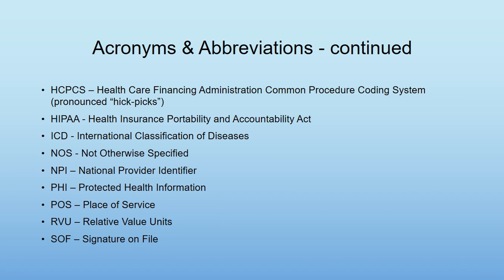PHI is short for Protected Health Information. POS, Place of Service. RVU is Relative Value Units. And SOF is an abbreviation for Signature on File that you commonly see on these CMS 1500 forms.